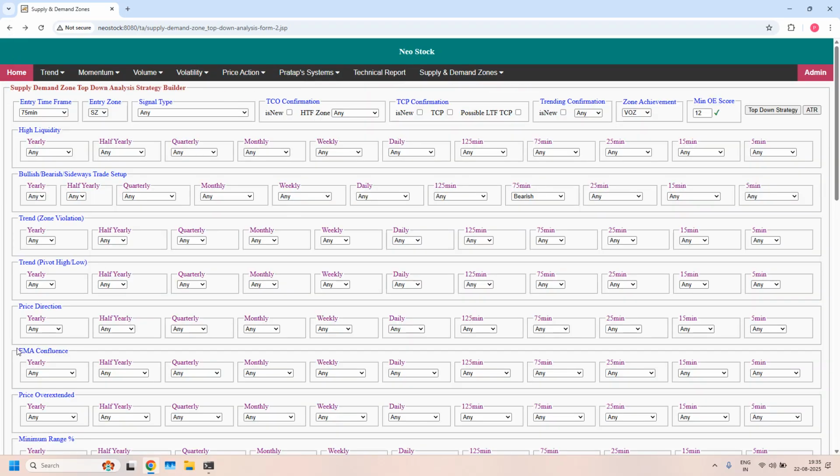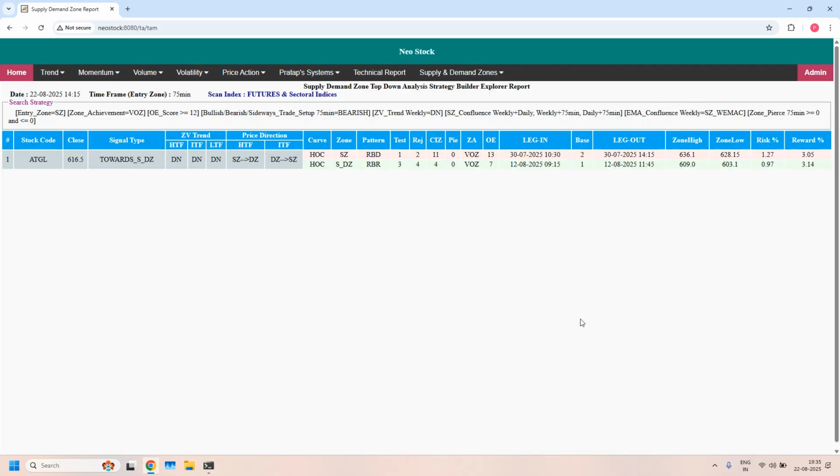So let's verify EMA confluence at weekly time frame. I am checking weekly supply zone with weekly EMA confluence. At the same time, trend on the weekly should not be sideways. It should be downtrend, because it is a bearish trade setup. Let's filter. So one stock is filtered. That way, this 75-minute supply zone might have a higher probability of success, provided the lesson 20 checklist items are satisfied. Otherwise, there are higher chances of zone violation. So this is about the bearish trade setup for weekly income trade.